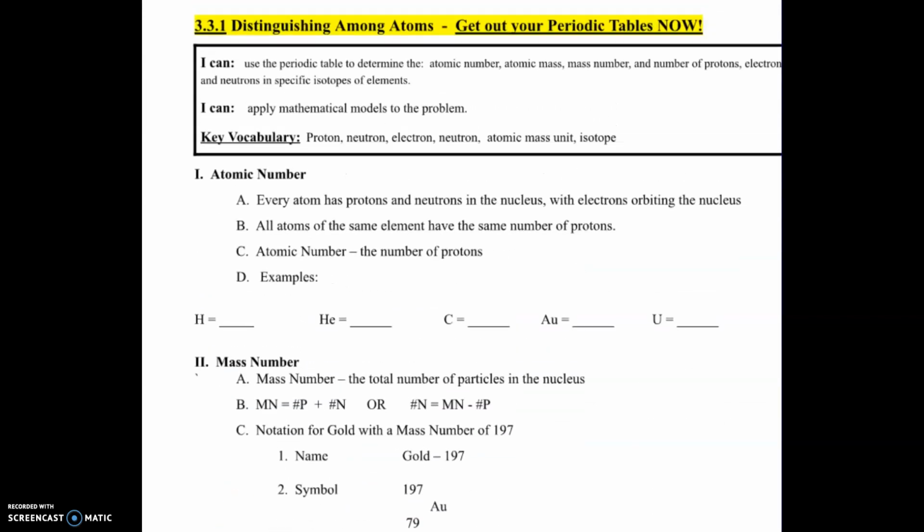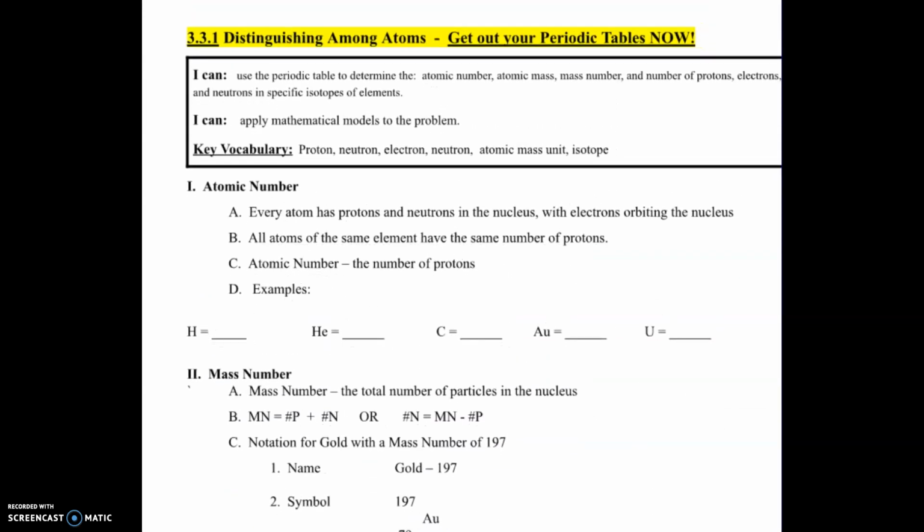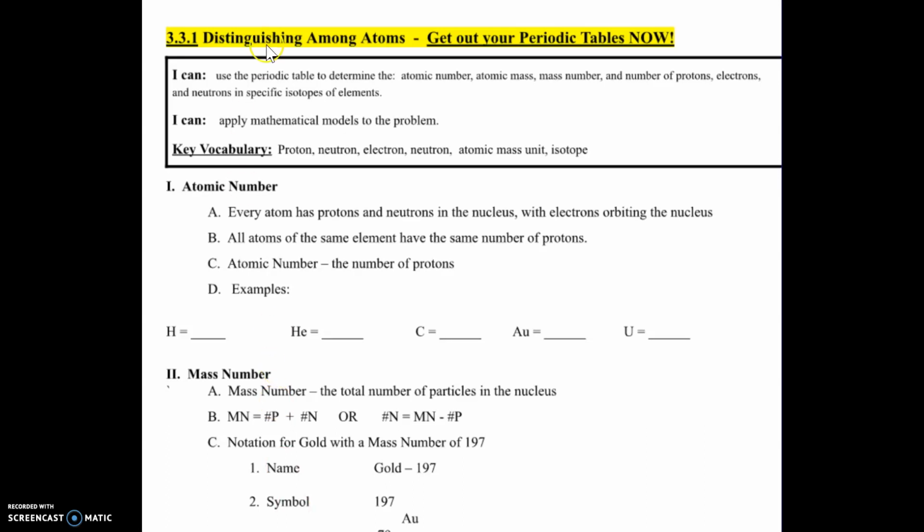Okay, so I'm going to end this video here, but in our next video, so you can see where we're going, we're going to be talking about distinguishing among atoms. What makes an atom of copper different from an atom of gold, different from an atom of hydrogen?